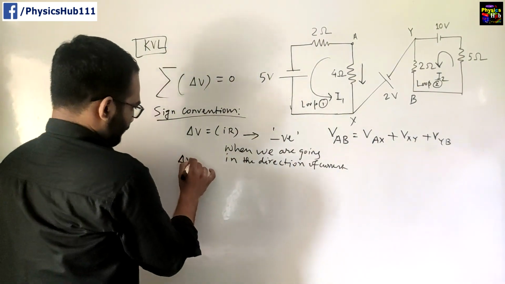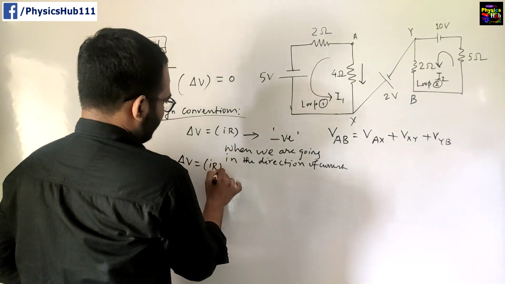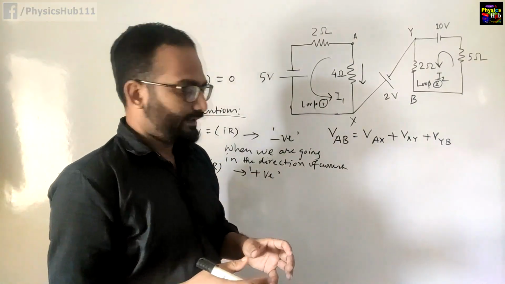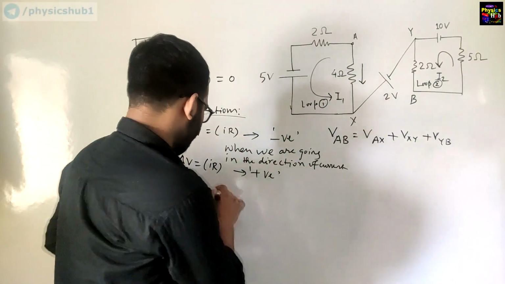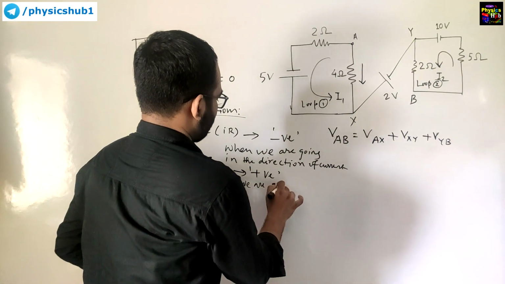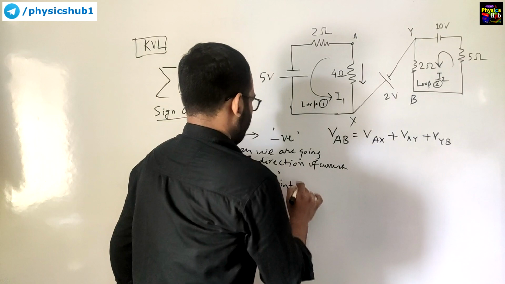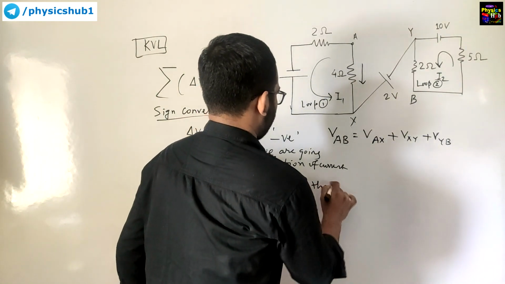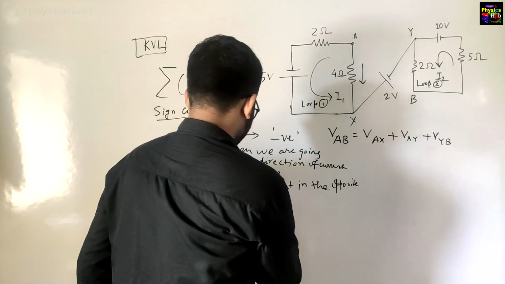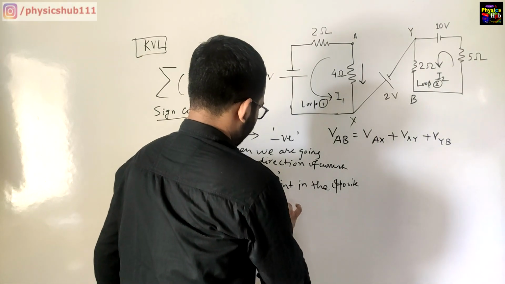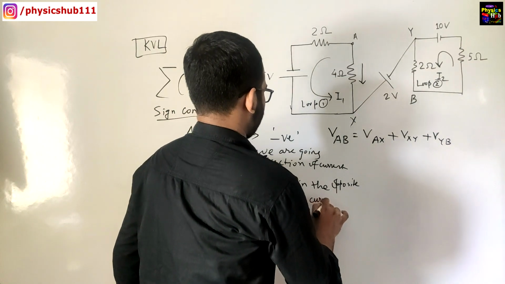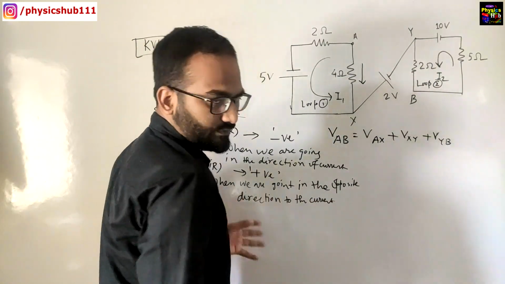Now this voltage drop IR will be positive when you are going against the direction of current, meaning when we are going in the opposite direction to the current. So these are the two things about resistances.